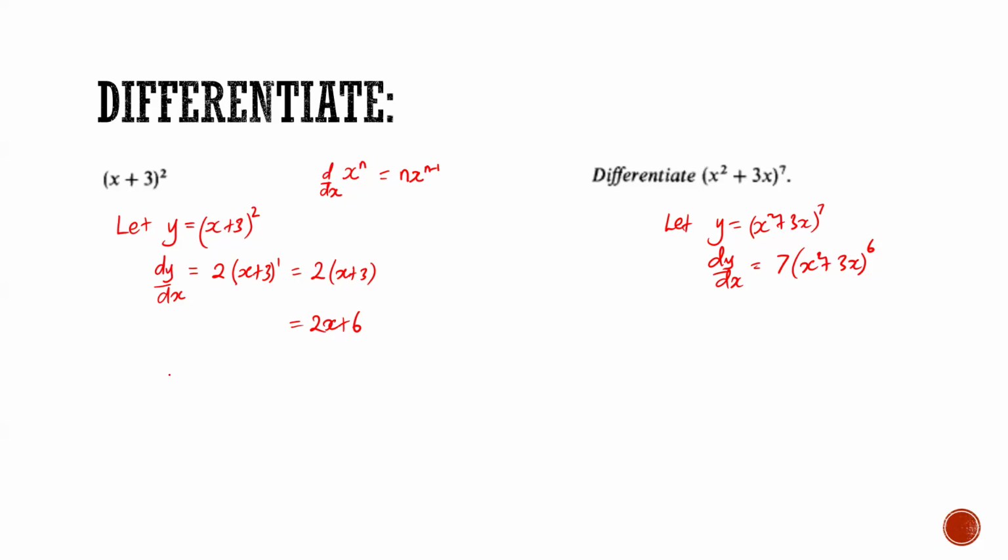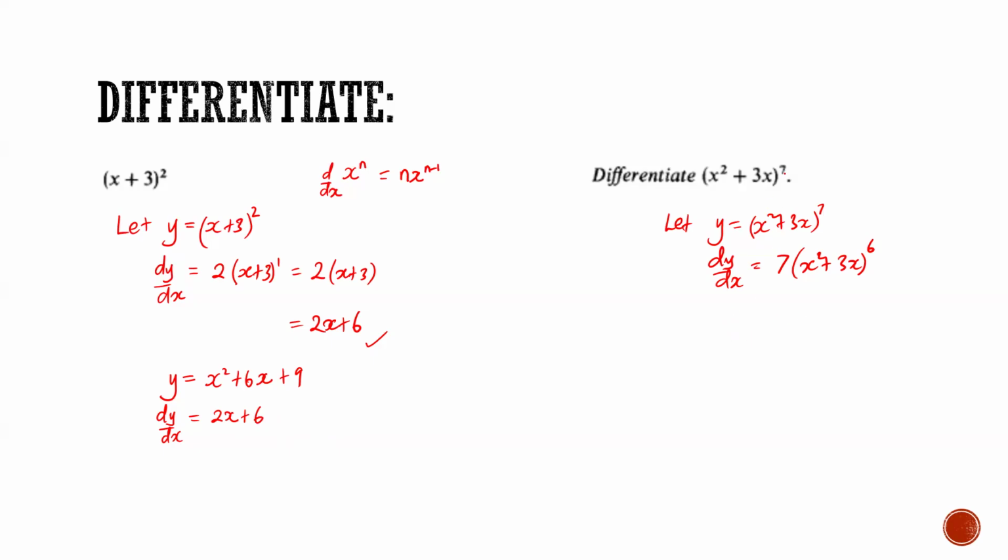We can check. So we could expand that. We know that (x plus 3) all squared is x squared plus 6x plus 9. And if we differentiate this, when you differentiate x squared, you get 2x, and you differentiate 6x, you get 6. Differentiate 9, you get 0. So this is indeed correct. Okay, how about this side?